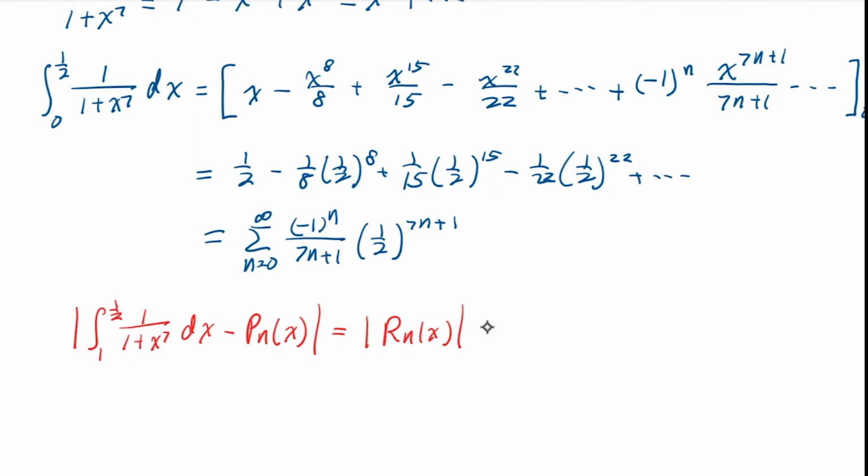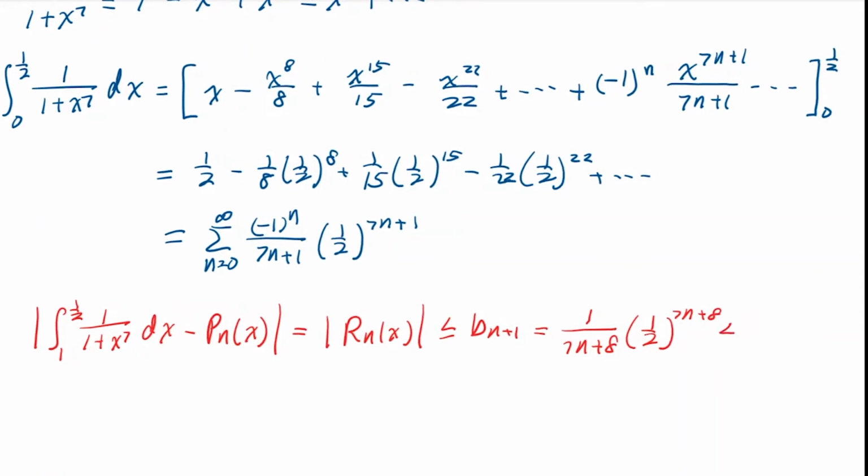What was the alternating series error? It's less than or equal to the next term. The very next term, right? The n plus 1 term, without the alternating sign. So let's write that. If you substitute n plus 1, then this is equal to 1 over 7n plus 8, and then we have 1/2 to the 7n plus 8. Good. That needs to be less than or equal to 10 to the negative 7.